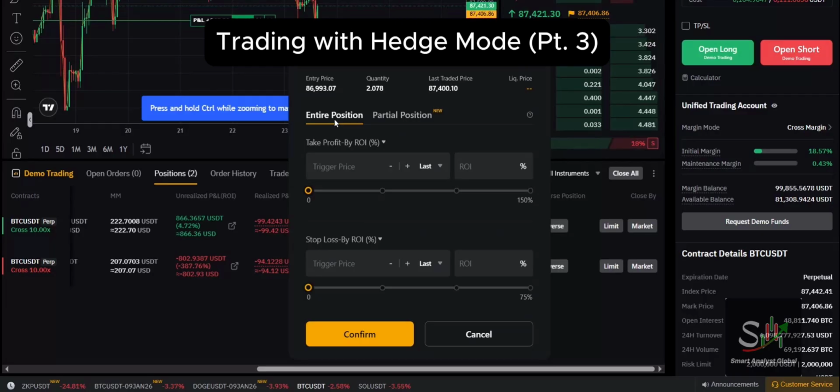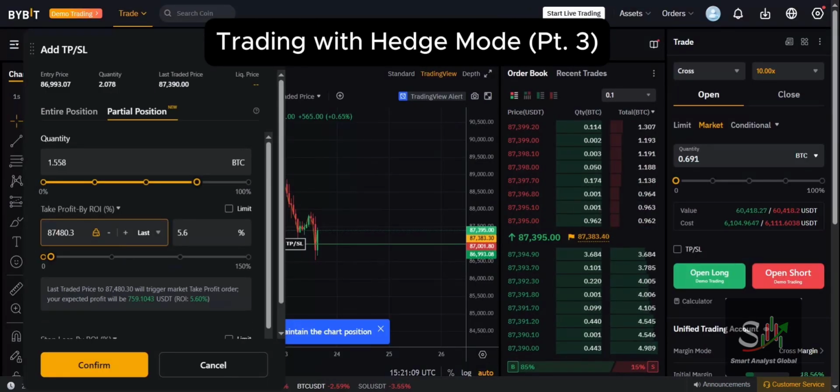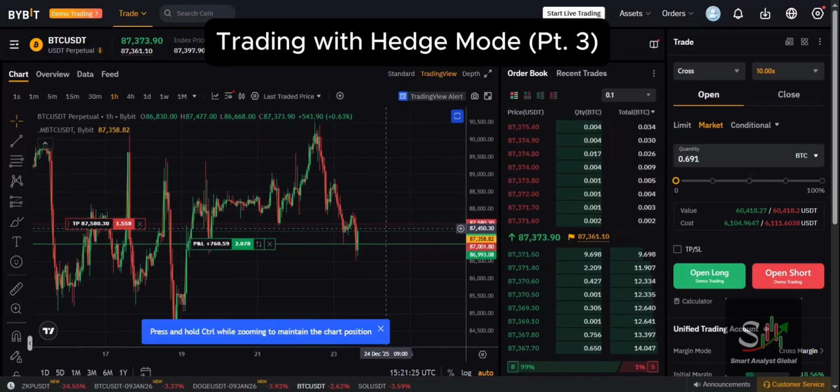You can see we have the entire position. I don't want to close the entire position. I'm going to be closing a partial position. So with a partial position, you can select the quantity you want to close, say 75%. 75% of that long at say 7.545, it should take profit for me. I'm going to be making about $900 here, and I'm waiting for it to hit. Once it hits, the position is going to reduce.